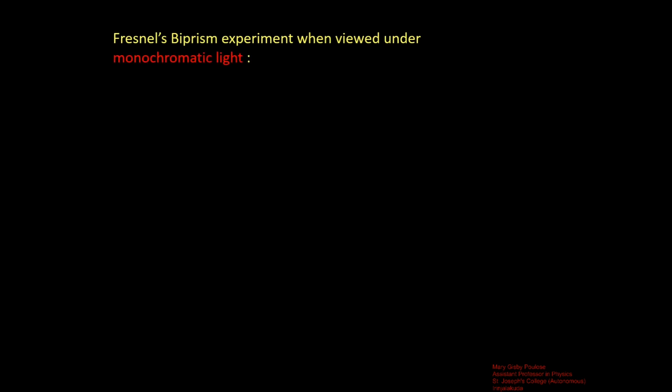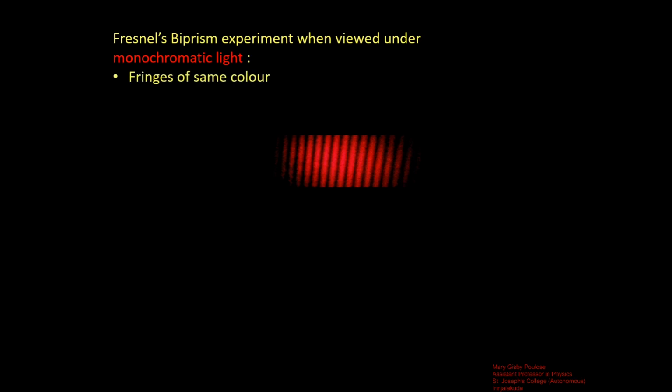Now, when the Fresnel's biprism experiment is viewed under a monochromatic light, the fringe pattern obtained is as such. So we have used a monochromatic source light of red color. So we get a pattern of red fringes as such. Here, the fringes are of the same color.